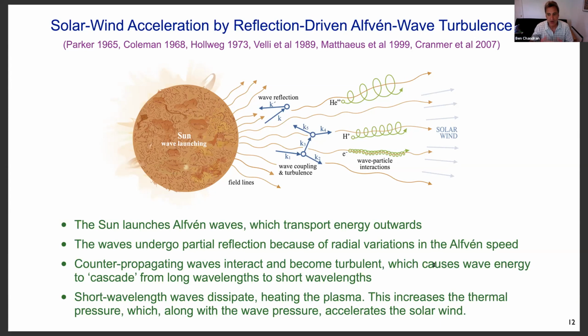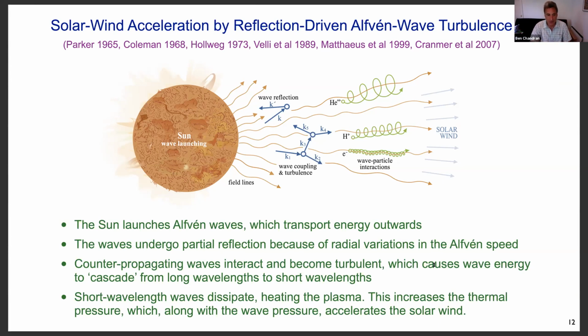The first is, why invoke turbulence? Why can't we just have waves propagate away from the sun and then you get your coronal heating and your solar wind? The reason is that in the absence of turbulence, these waves that are launched by the sun are at comparatively large wavelengths and they're virtually undamped. They would propagate all the way to the Earth with minimal damping. And so they would not transfer any of their energy to the plasma through heating, and you would not be able to explain coronal heating.